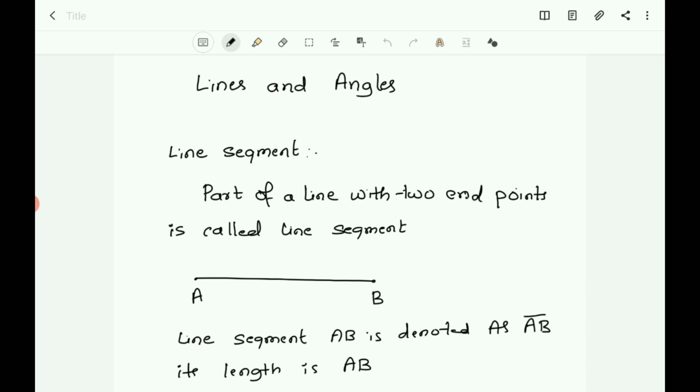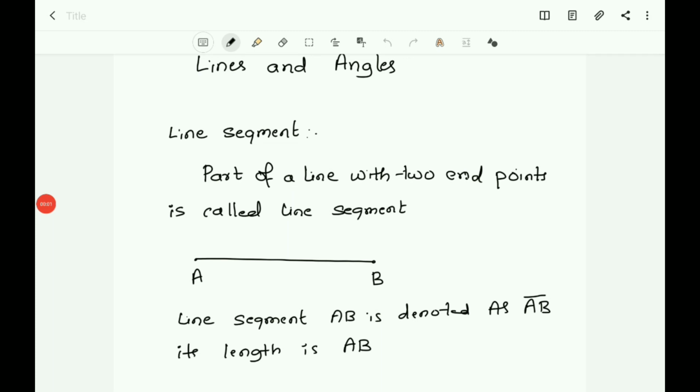And now let us first revise the terms and definitions related to lines and angles learnt in earlier classes. Now, the basic terms and definitions. First one is line segment.